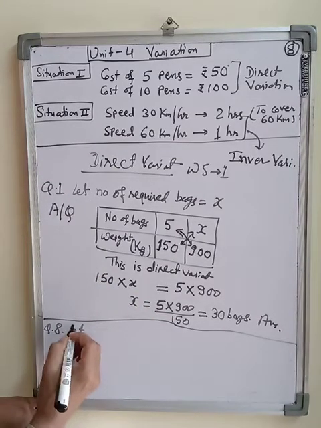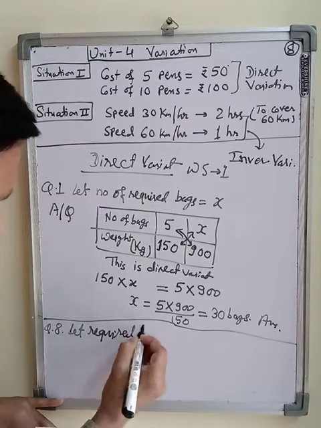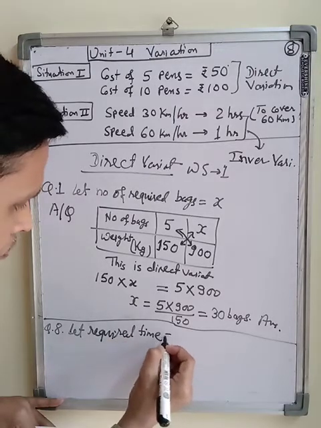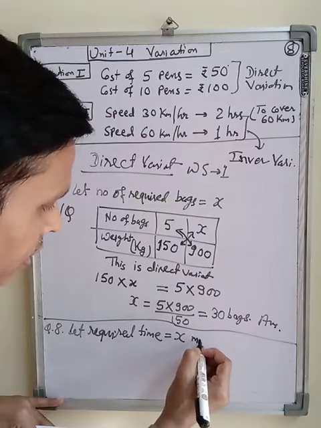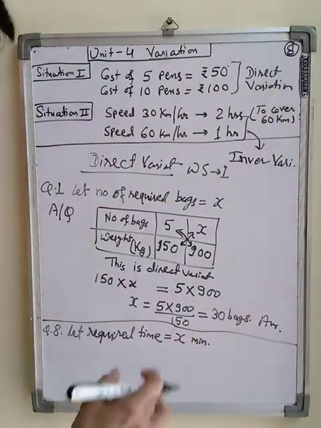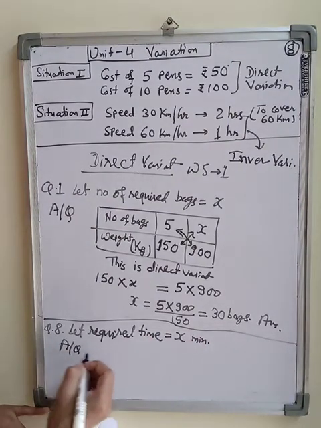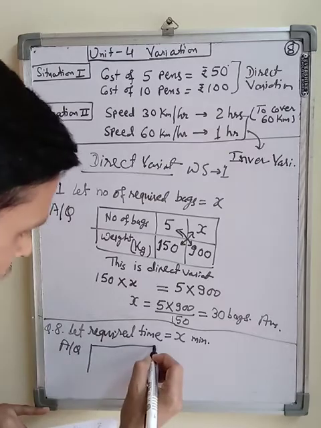Let the required time be x minutes, because this question is given in minutes. One is in minutes, 4 minutes. So we will write x minutes, as per the question. This we will fill in our box.